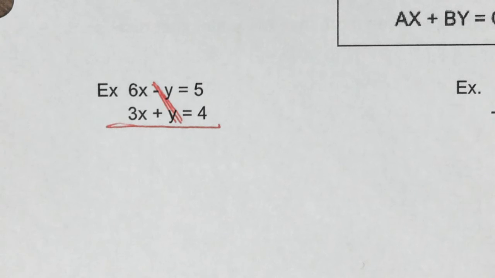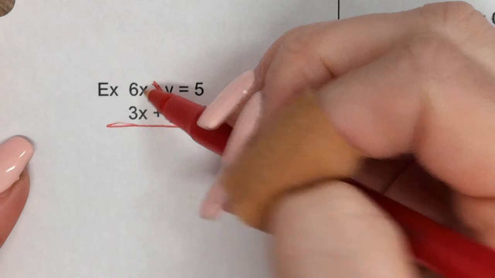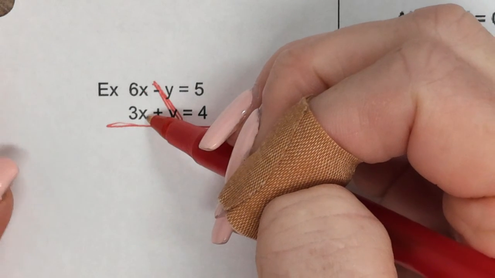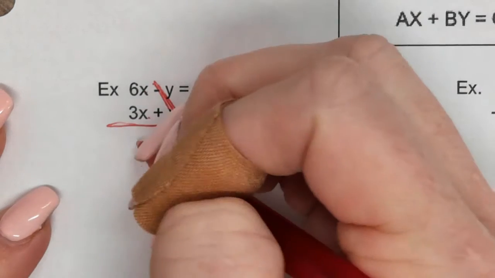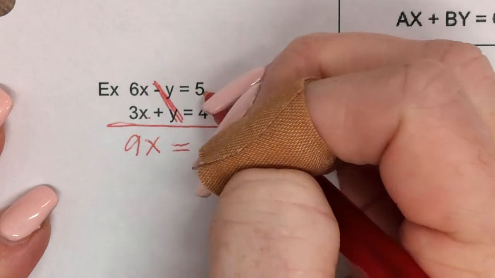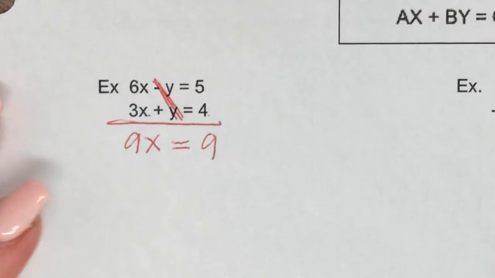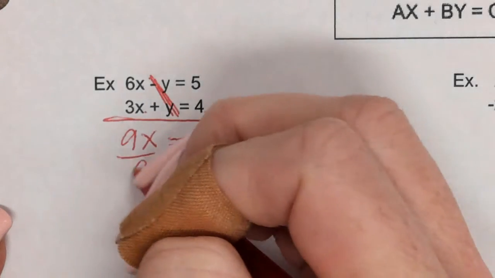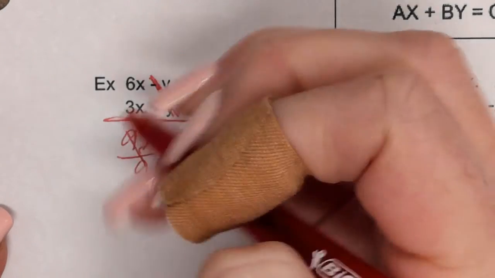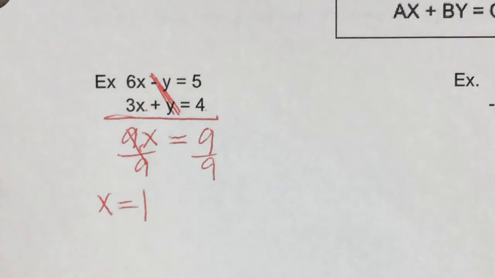Now you're just going to combine the equations. What is 6x plus 3x? 9x. What is 5 plus 4? Can I now solve for the value of x? How would I solve? Divide both sides by 9. X equals 1. How much easier is this than what I taught you last week?